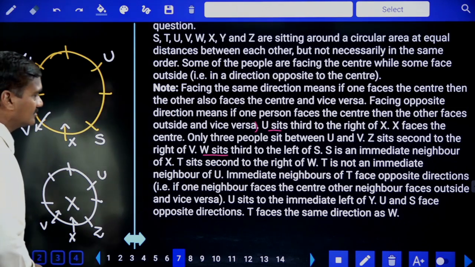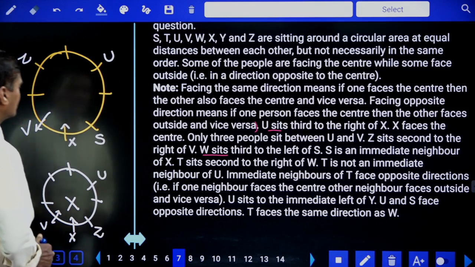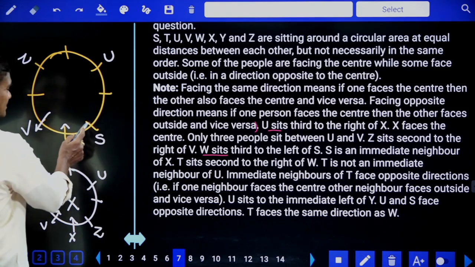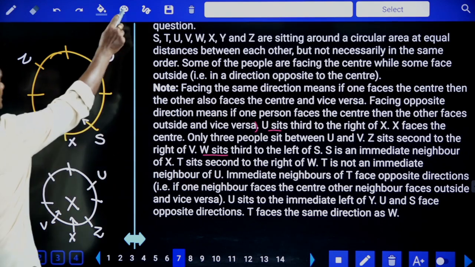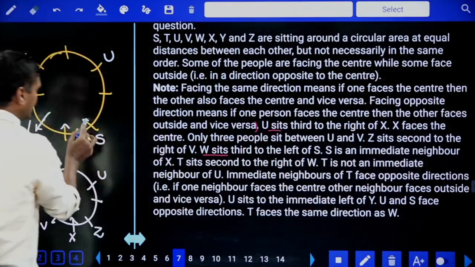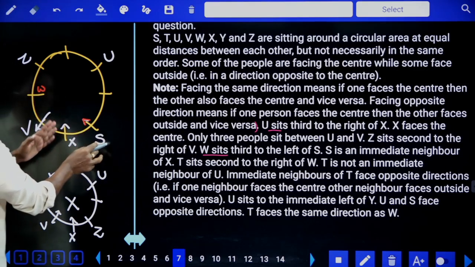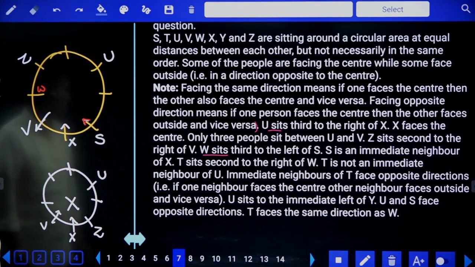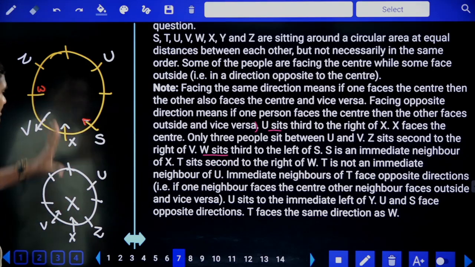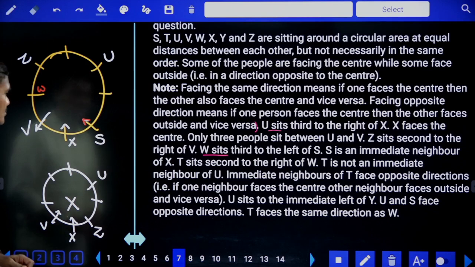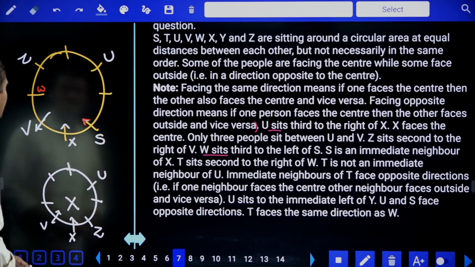The next one, w sits second out to the left of s. W sits out to the left of s if s faces the center. Okay, now I am talking about a possibility here. S is facing the center, then w will be here. Otherwise s will be away, w will be here. So two possibilities. Instead of drawing the diagram again and doing all of these, here I am taking a possible. W sits out to the left of s. S is an immediate neighbor of x, and t sits second to the right of w.